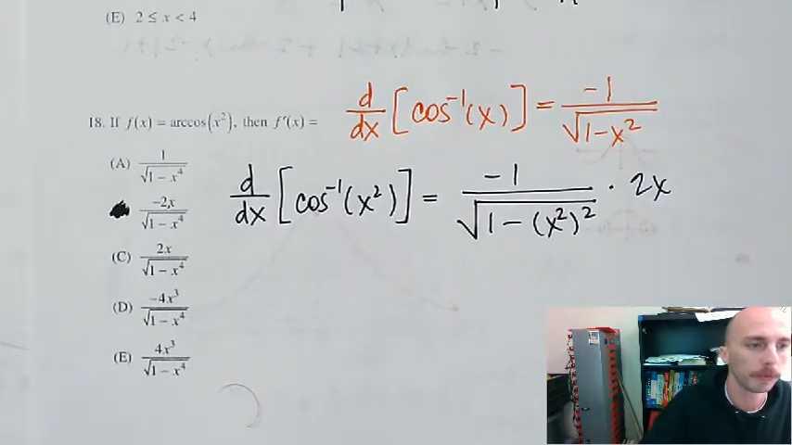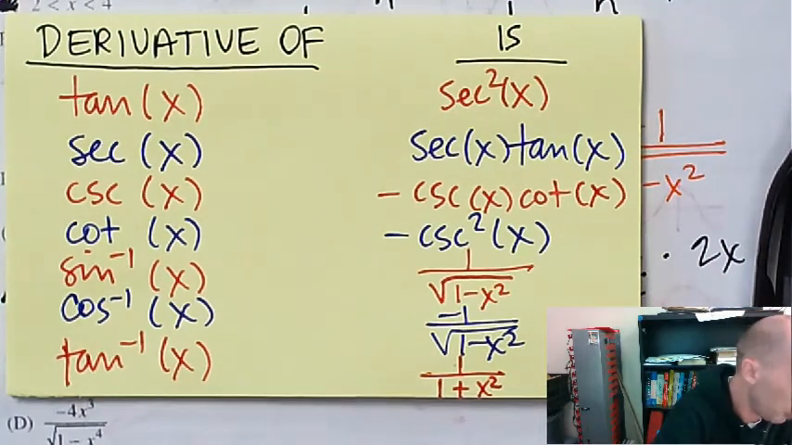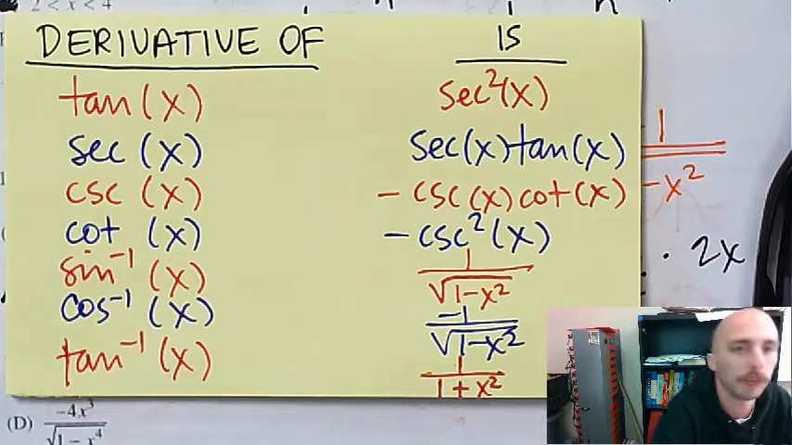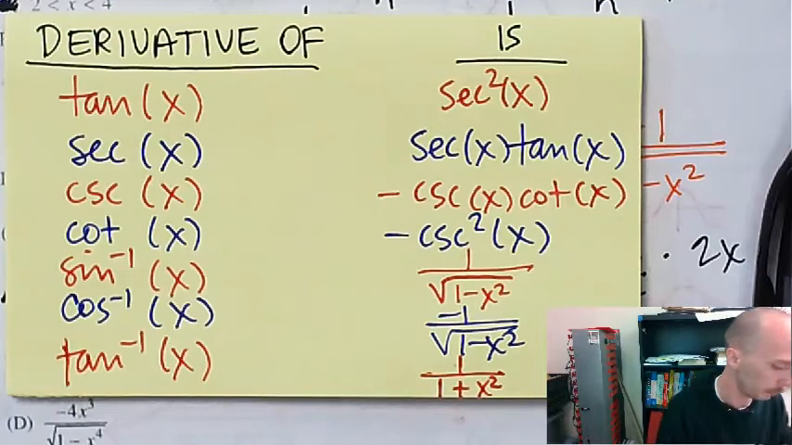Let me throw out some other ones there for you. All right, so there you go. I put up a little reference sheet for you. Derivatives of tangent, secant, cosecant, cotangent, arcsine, arccosine, arctangent. We need to know all of those. There's also a couple of others that I want to tell you about.